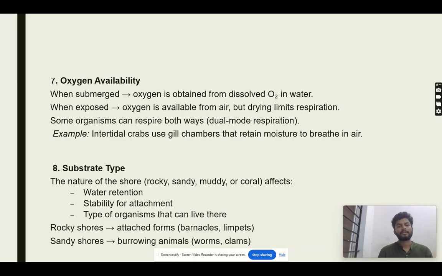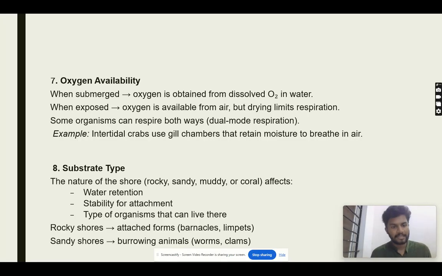Then comes the oxygen availability. When submerged, oxygen is obtained from dissolved oxygen in water. When exposed, oxygen is available from air, but drying limits respiration. Some organisms can respire both ways. Dual mode respiration will also be there. For example, intertidal crabs use gill chambers that retain moisture to breathe in air.